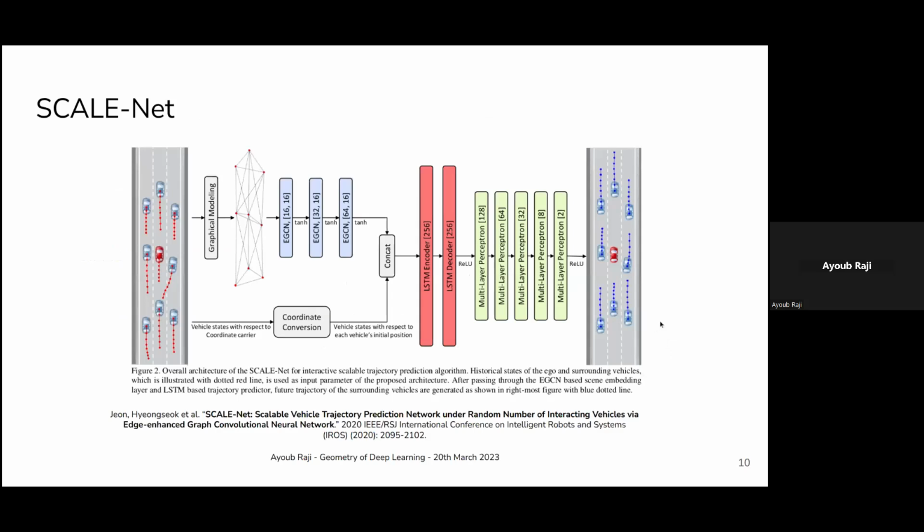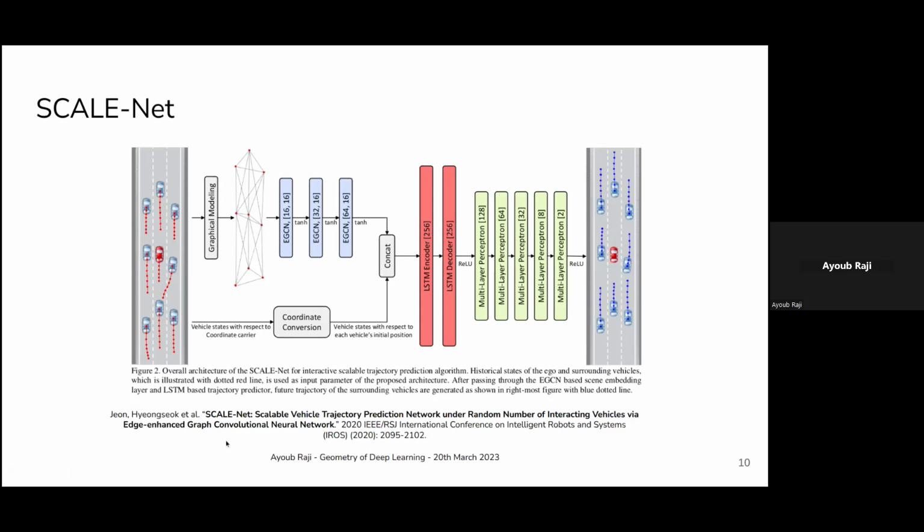That was, let's say, our work. What I will talk about now is another paper that I read from the survey that I did, ScaleNet: Scalable Vehicle Trajectory Prediction Network under random number of interaction vehicles via edge-enhanced graph convolutional neural network.